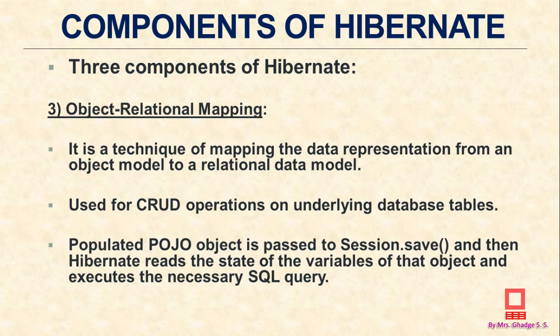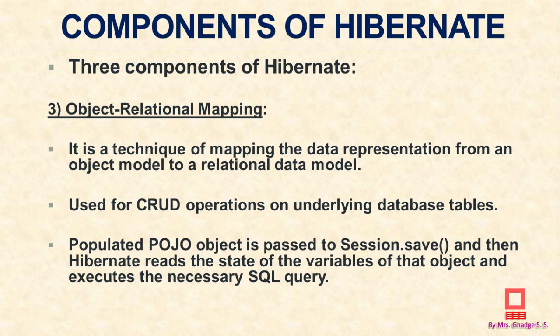Then the next, third component of Hibernate is object relational mapping. We have discussed lots of things about object relational mapping. Basically it is a technique of mapping the data representation from an object model to a relational data model. Whatever data we have stored in an object in the form of various class variables can be easily moved from a Java object into a database table. Relational data model means a database table, and object model is a Java object.